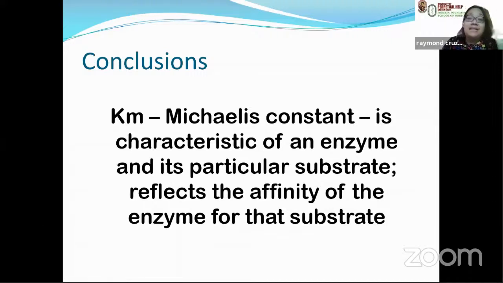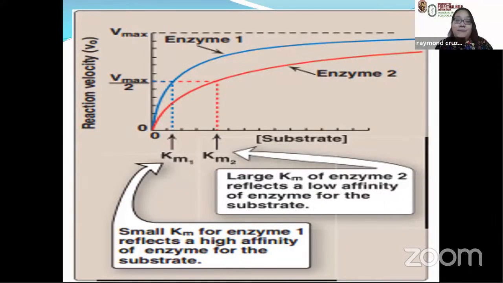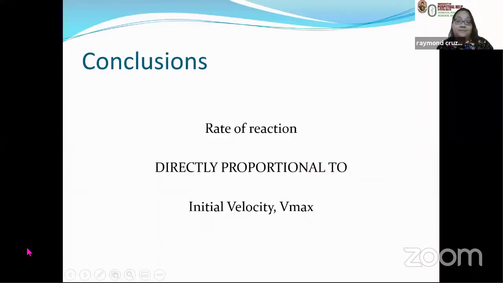So your Km is your Michaelis constant, and this is characteristic of an enzyme and its particular substrate. So this reflects the affinity of the enzyme for that certain substrate. So remember, your Km, large Km would be low affinity. Always remember that. If it's L, low affinity. If it's small, then it has a high affinity. So it's good if your Michaelis-Menten equation is for a single substrate. However, you know that in biochemical reactions, it is always multi-substrate. So always bear that in mind.